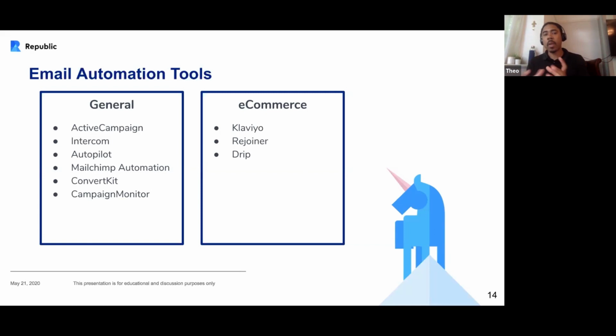There's a variety for different purposes, so see what fits your purposes the best. And then if you're doing e-commerce, I have a different section for that, because there's a lot more data that sometimes is pulled in for some of these trigger-based emails. So you can also use Klaviyo, Rejoiner and Drip. These are also good ones. And these are some of the ones that I recommend using.